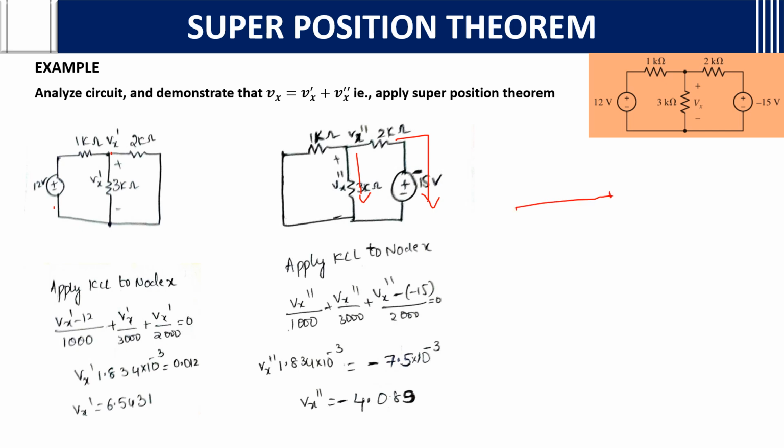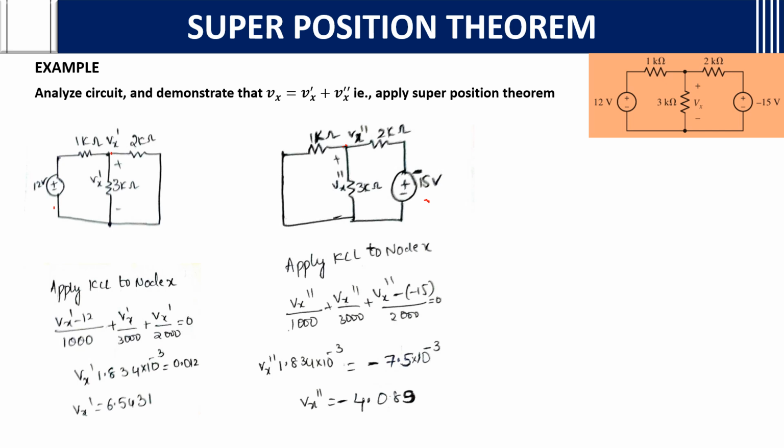For the voltage drop across 2 points, we need to subtract: V1 minus V2. So here it is Vx double dash, here it is minus 15. So Vx double dash minus of minus 15, so Vx double dash plus 15 it will become. Minus of minus is plus. Then if you calculate, you will get Vx double dash equal to minus 4.089.